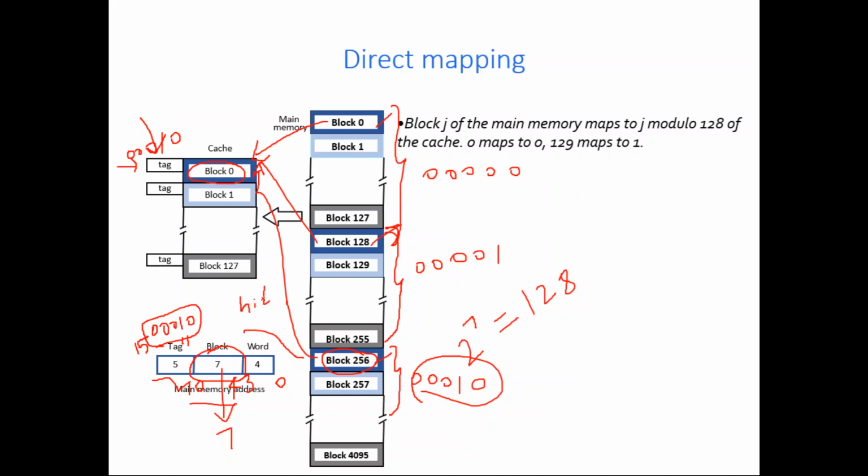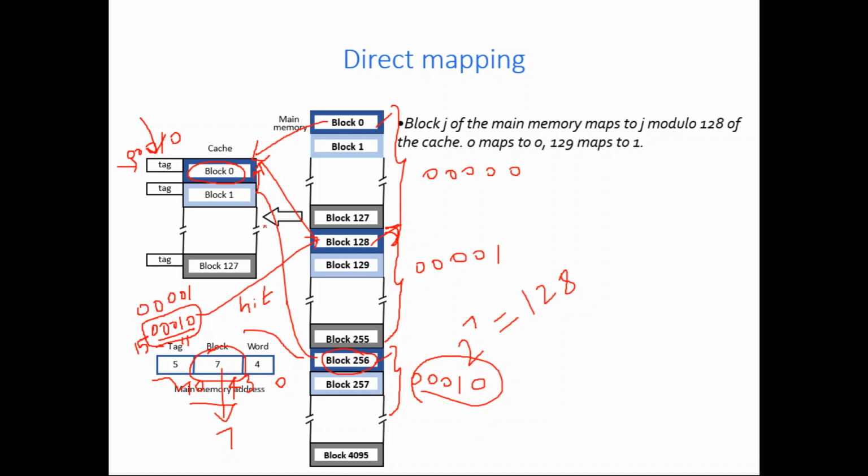Okay, but assume that this is referring to block 0, so this is all zeros. Fine, but the tag here is not 00010. It is 4 zeros and 1. So now the CPU wants which block of main memory? It wants block 128 of main memory.